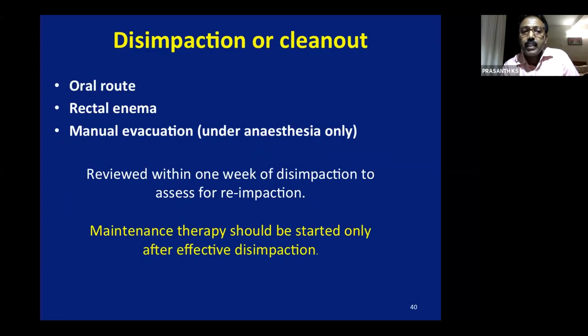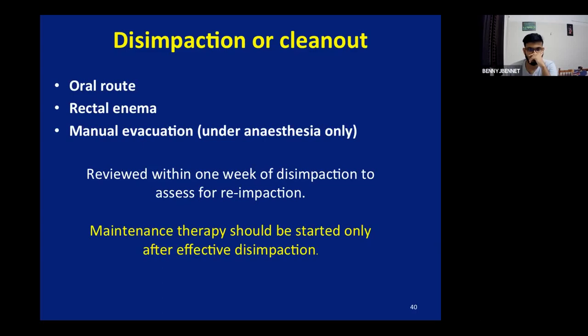If the oral route of disimpaction and rectal enema fail, then only we need to resort to manual evacuation, and that too under anesthesia only. Having done fecal disimpaction, the job is not over. The child needs to be reviewed 1 week after disimpaction to assess for re-impaction, because as I said in the pathophysiology, this is a recurring process. Unless we break that chain, unless we are doubly sure that disimpaction has been done firmly, only then should we proceed with the maintenance therapy.